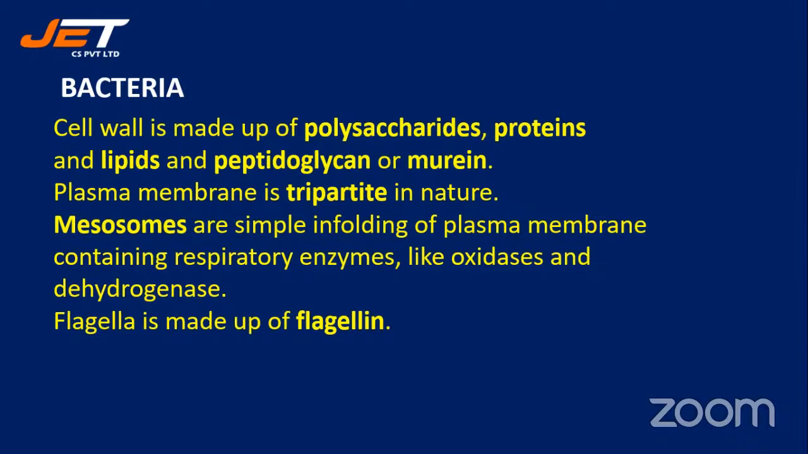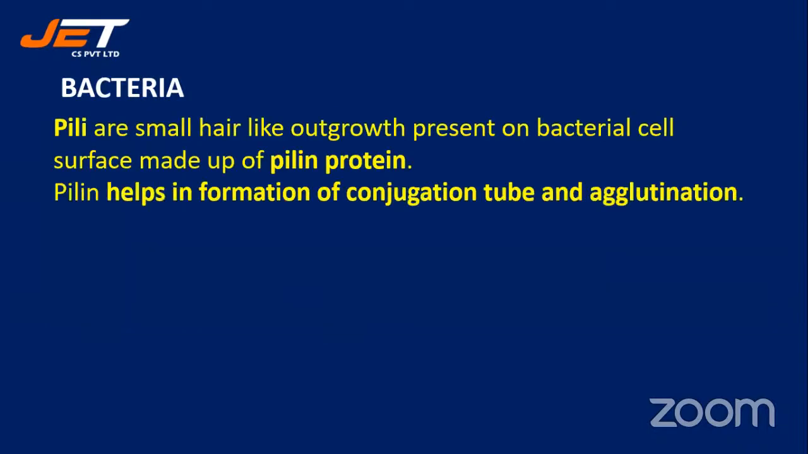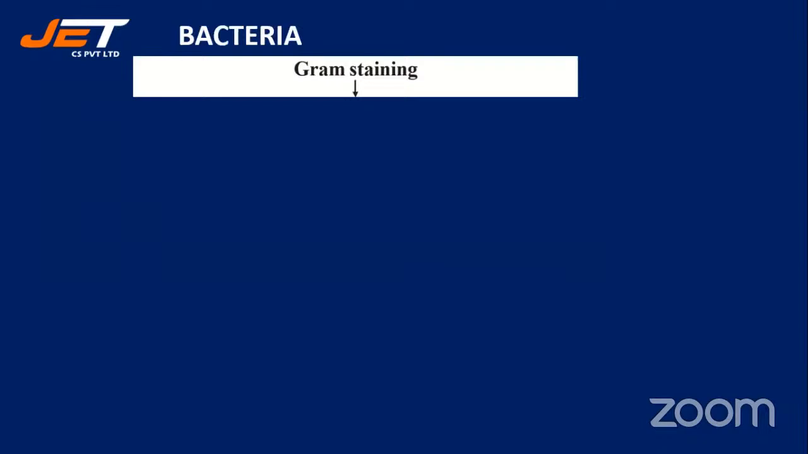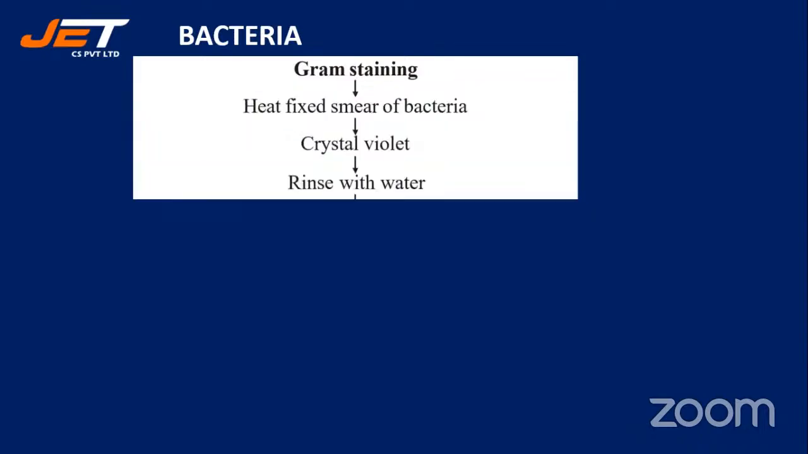So flagella is actually made up of flagellin. Pili is something which actually helps the bacteria during mating. Why? Because during mating, the pili actually transfers the genetic material from one bacterium to another bacterium. So this is the pili.